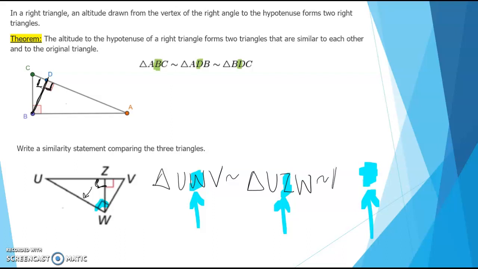So the third triangle, that would be similar to, again, I have this small triangle over on the right-hand side. I've got my right angle. I'm going to ignore the hypotenuse. The long side of this triangle will be WZ. So WZ, Z is the right angle, V. So we wrote a similarity statement comparing those three triangles.